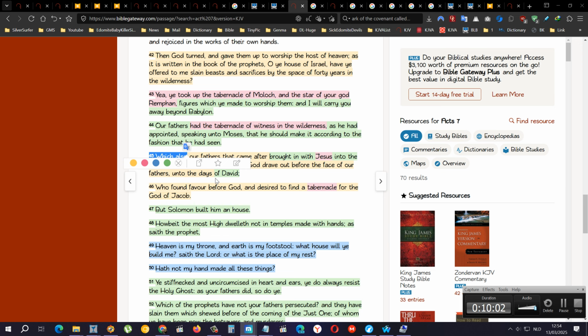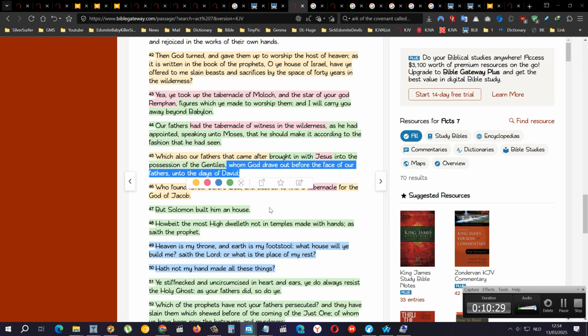Verse 45, which also our fathers that came after brought in with Yahushua, actually it says Jesus, into the land, into the possession of the Gentiles, whom the Heavenly Father drove out before the face of our fathers unto the days of David.